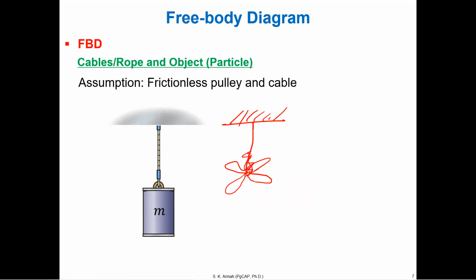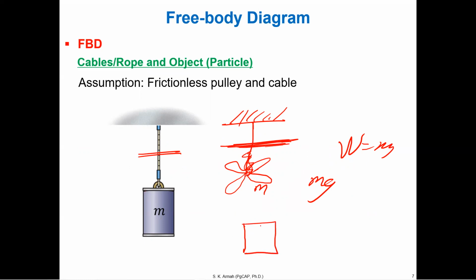So this will have a weight. Normally we can say the mass is M and the weight is mg, or we can just say W for weight, where W is equal to mg. You can cut the cable like that. So let's take this mass, you cut this, and we can draw the free body diagram of the mass here.